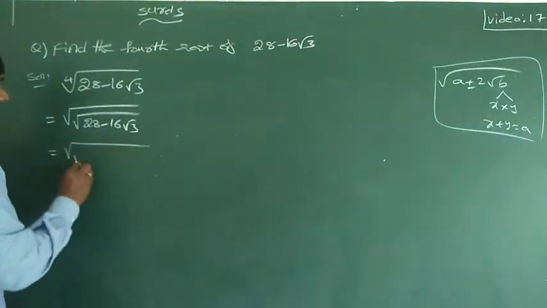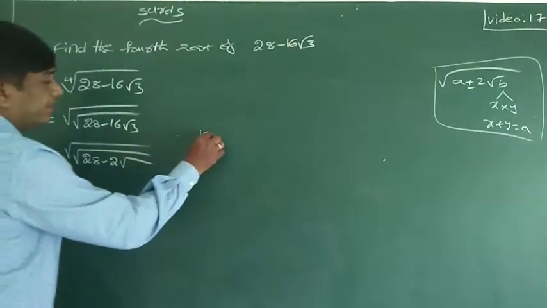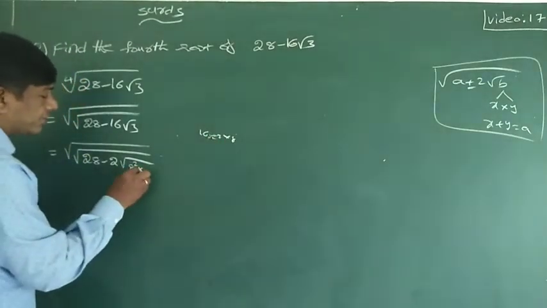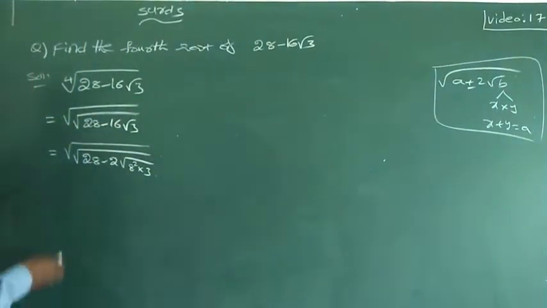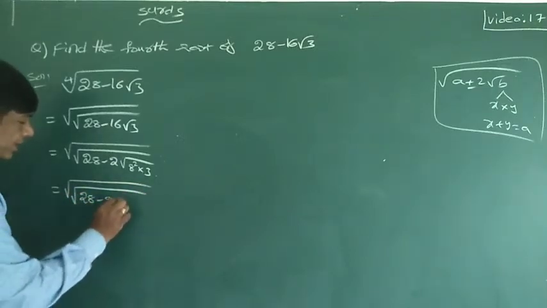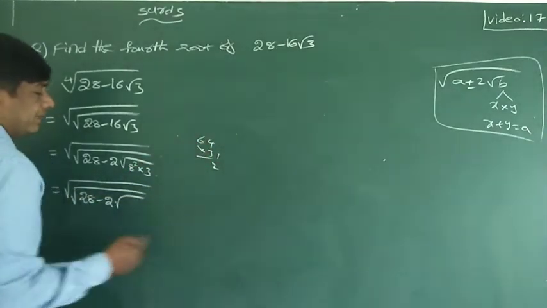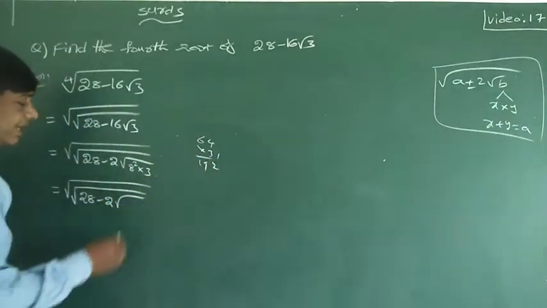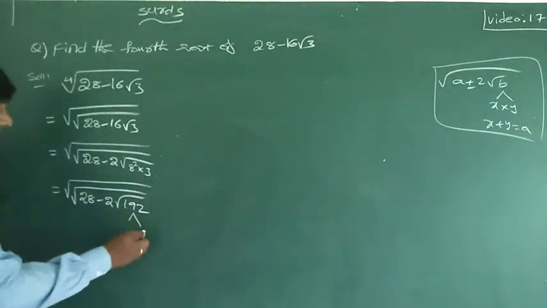So square root of 28 minus 2 into 8, 2 8s are 16. Now 8 if you take inside, 8 square into 3. This is equal to square root of 28 minus 2 into 64 into 3. 8 square means 8 into 8. 64 into 3 is 192. Now factorize this one.